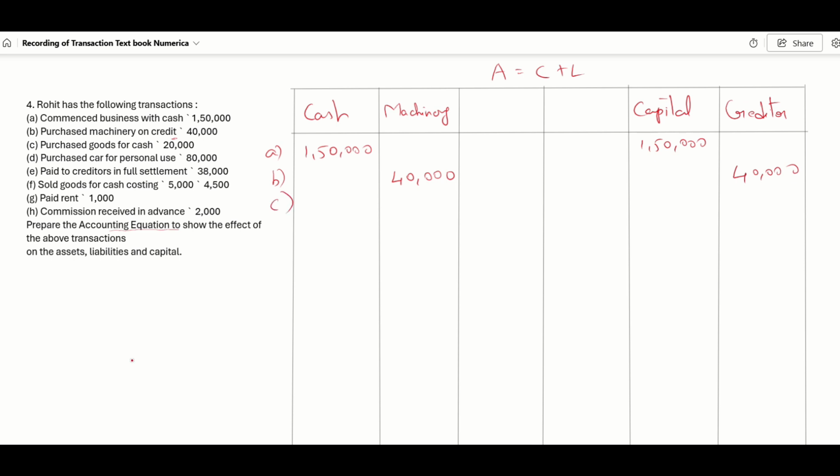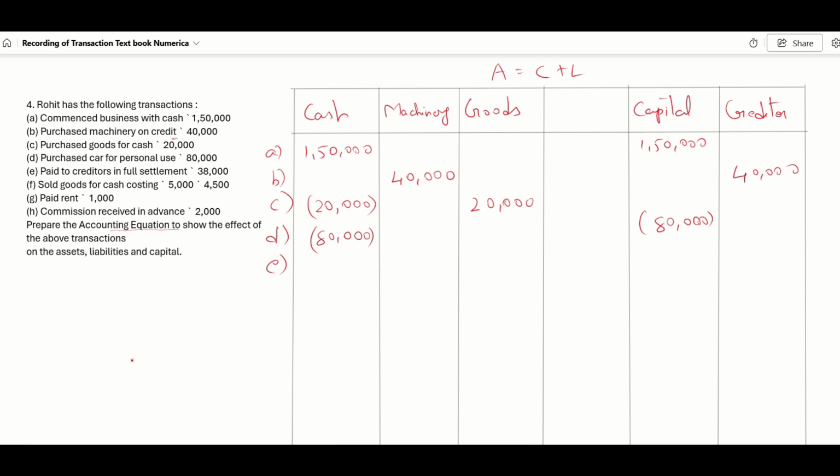The third transaction, purchased goods for cash 20,000. So cash balance will reduce by 20,000. What's coming in? Goods worth 20,000. So asset side, one amount has reduced, the other asset has increased, so it will nullify. Then D, purchased car for personal use 80,000. So 80,000 balance will reduce. Since it's a personal use, we will not write any car here. Car is not for the business, it's for the personal use. So we will subtract that from the capital account. Okay, it's withdrawal.